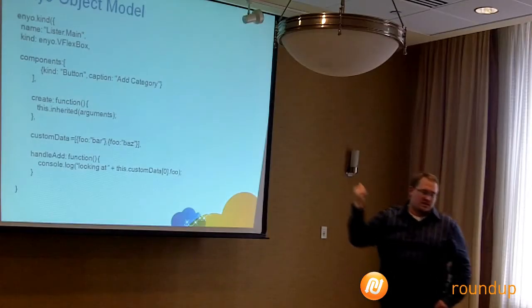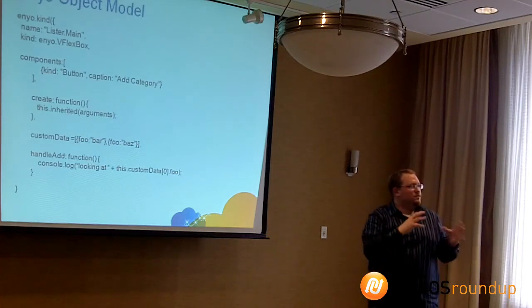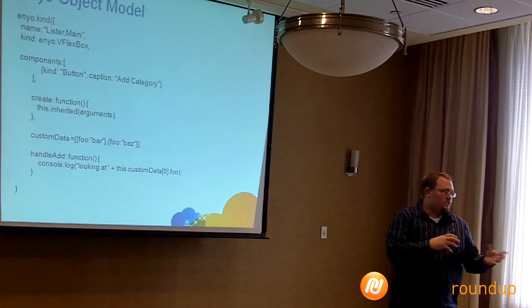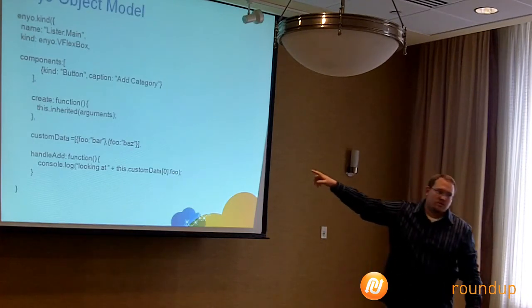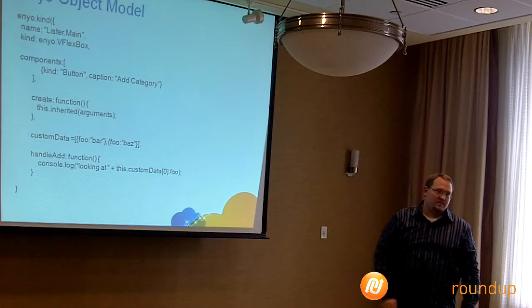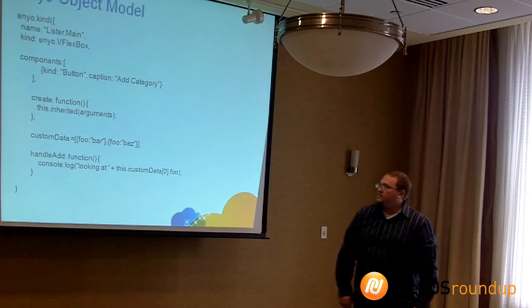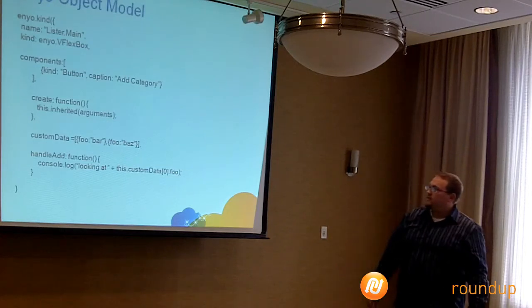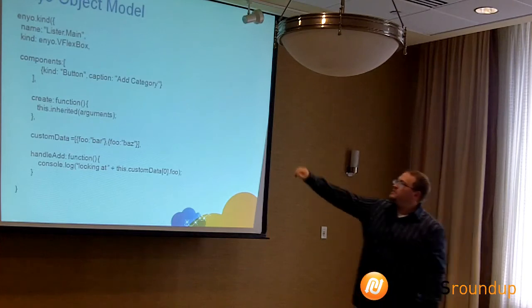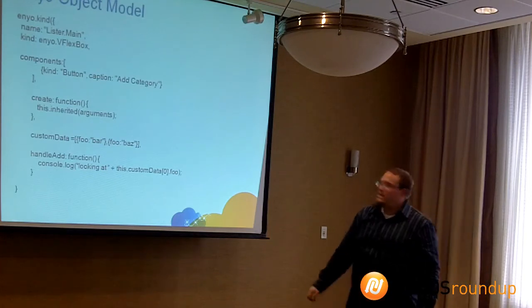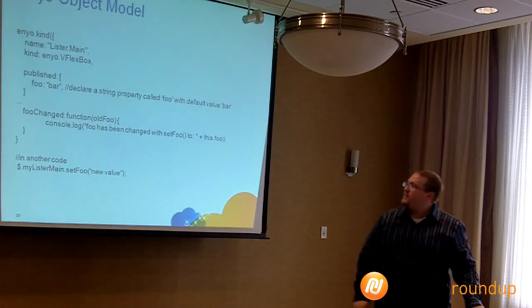Your create function is if you want to override when this particular view is created and rendered, you can add any programming logic that you want. Just make sure you always remember to include the inherited arguments. Custom data, he's got a little array there with foo bar and foo baz, and then I handle add. So he hasn't added an event listener on that category. Like I said, I stole this from someone else, so I've got to get caught up on it.